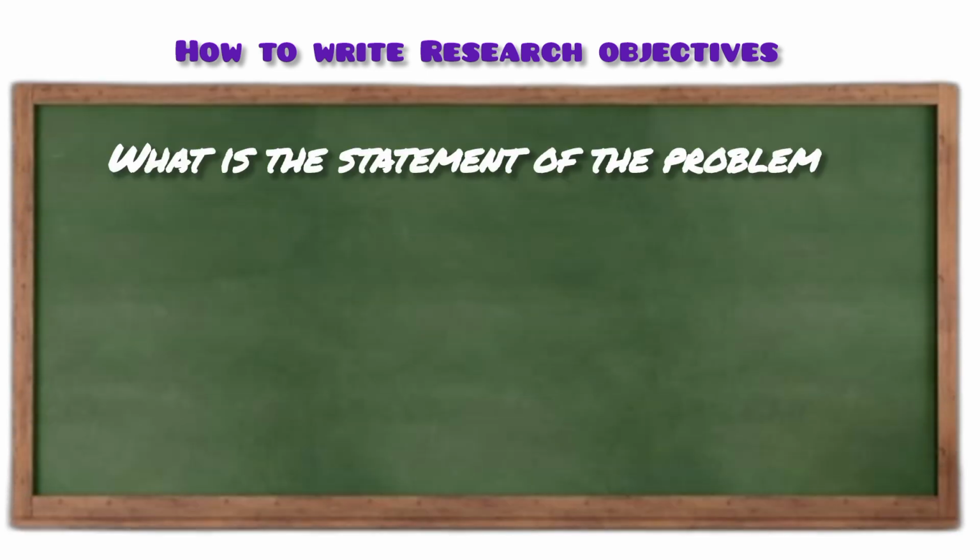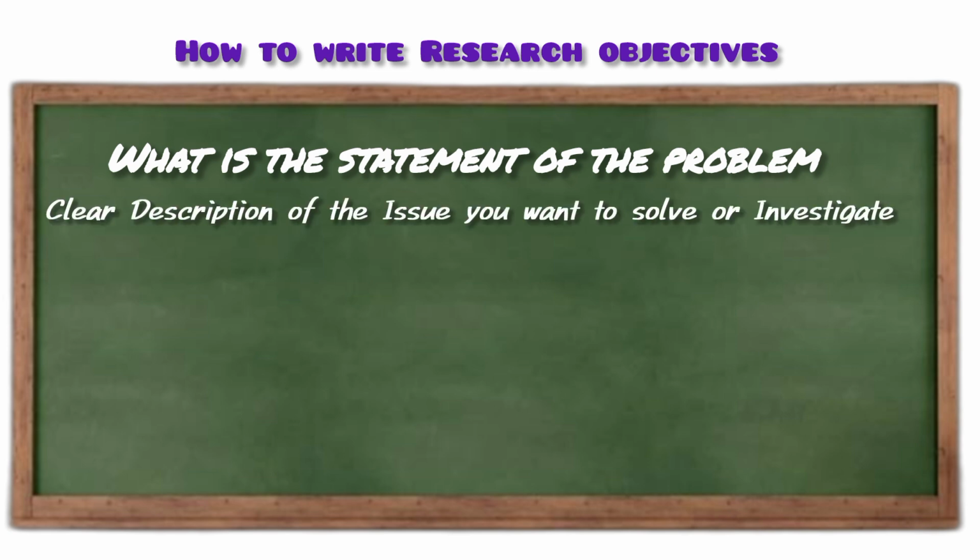Before writing your research objectives, you must first understand a statement of the problem. So what is the statement of the problem? It is a clear description of the issue you want to solve or investigate. For example, if you notice that students at your school are drinking unsafe water, your problem statement would describe how unsafe water is affecting the students, leading to diseases and poor academic performance.